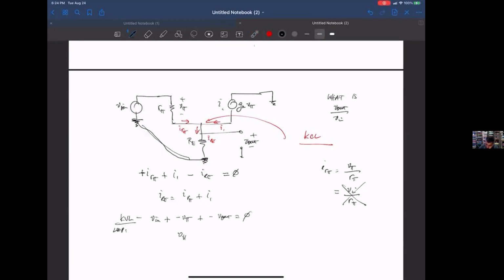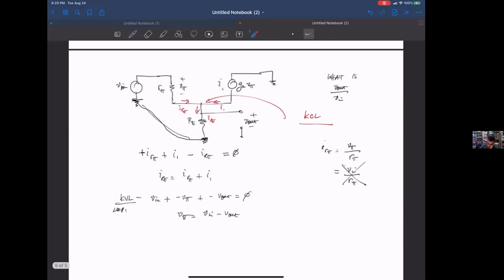V sub pi is V sub in minus V sub out. And the current, so the current I sub R pi is V sub pi over R sub pi. So I of R sub pi is V in minus V out over R sub pi. That's this guy.